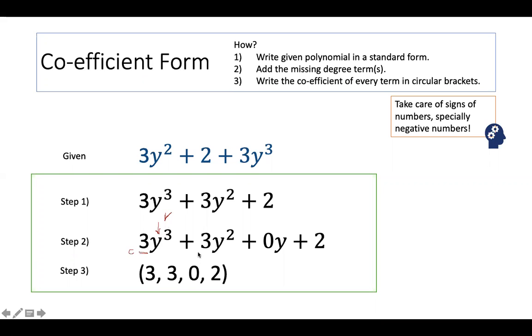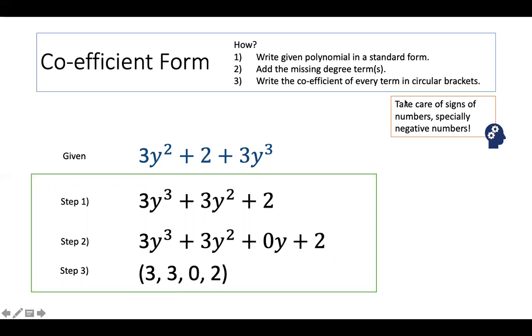In a similar way, in here, there is a 3 coefficient and y is a variable. So I write 3. Next, I write 0 because we have added this term with the 0 in it. In a constant, there's no variable, there's only coefficient. So we write 2. So this is the coefficient form. It's very easy. You write the index form and you just go on writing the coefficients separated by commas.